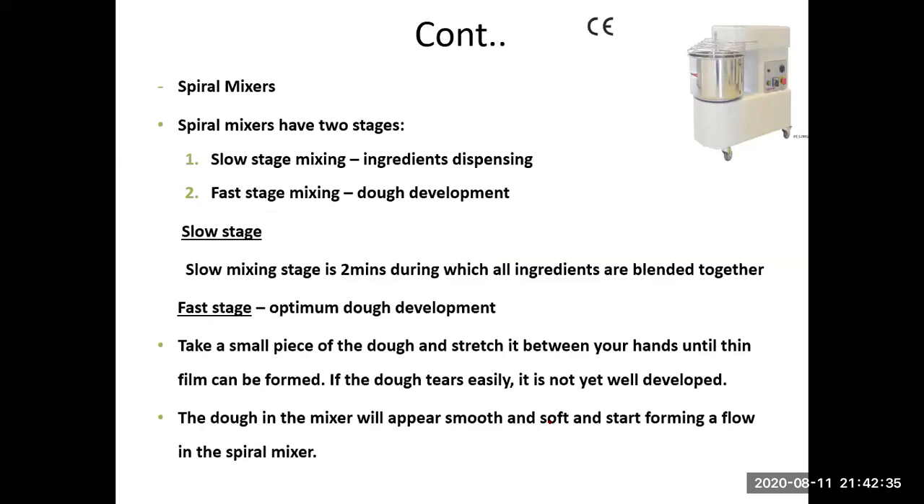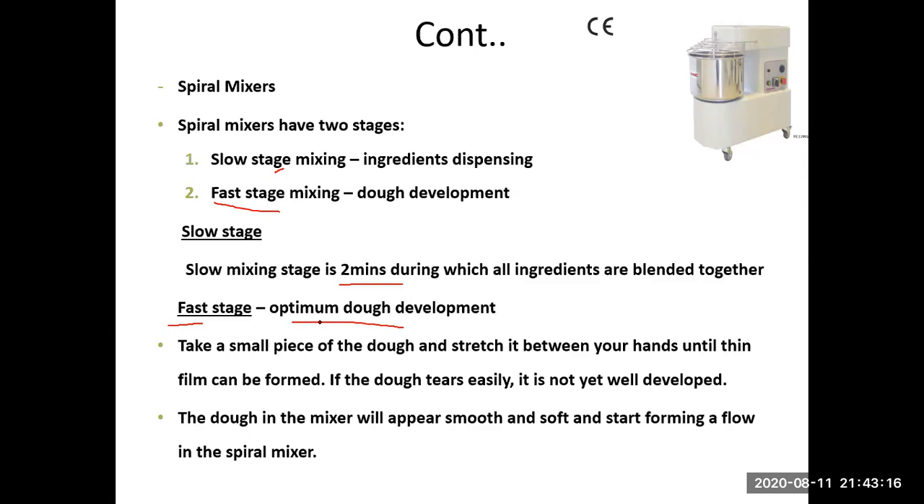Actually, we see how the normal spiral mixer functions, how it works. It works in two stages: one is slow stage mixing, another is fast stage mixing. So these two stages we can check in the machines. In slow stage mixing, what happens first? The ingredients are mixed or blended together within 2 minutes. It's called the slow stage, because the speed is lower at that time. And then comes the fast mixing. That is the step when the dough develops very quickly, or we can say the optimum dough development happens in that stage.